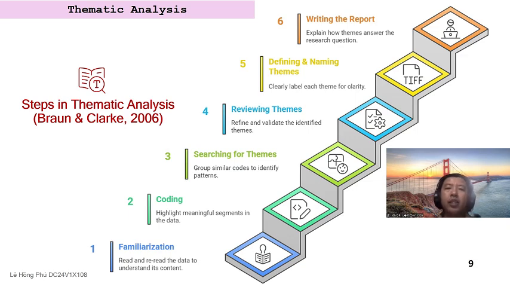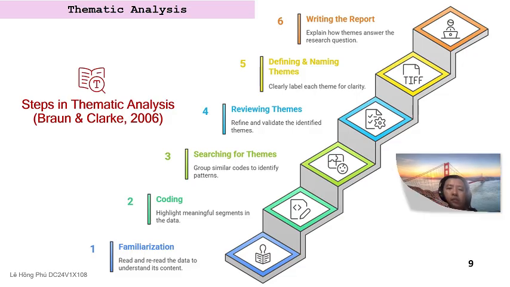First, the researcher becomes familiar with the data by reading it several times. Second, initial codes are generated to label important features. Third, potential themes are searched for among the codes. Four, the themes are reviewed and defined. Fifth, the themes are clearly defined and named. Finally, the researcher writes the report, connecting the themes with the research question and literature.